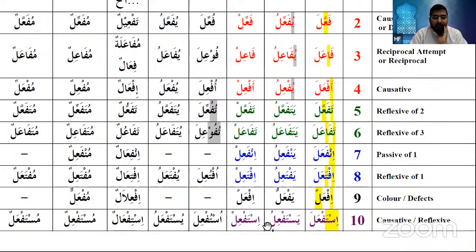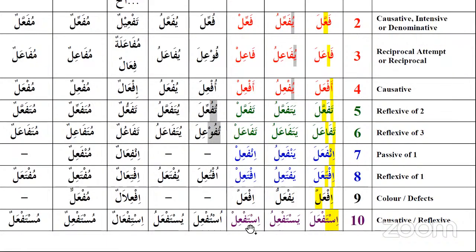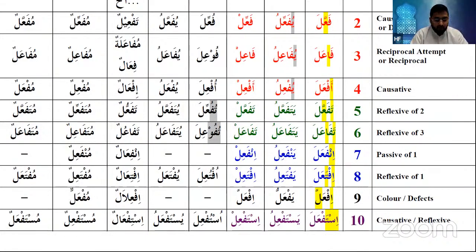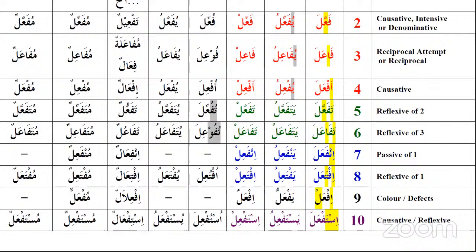Then the imperative, the amr, always implies the second person. The person is in front of you, which is the second person. So we make it from tastaf'ilu. We drop the ta from the beginning, make the last letter silent, and it becomes istaf'il. Istaf'il, correct? Okay. I will give you ayat of the Quran in a few seconds. So this is the imperative, istaf'il.